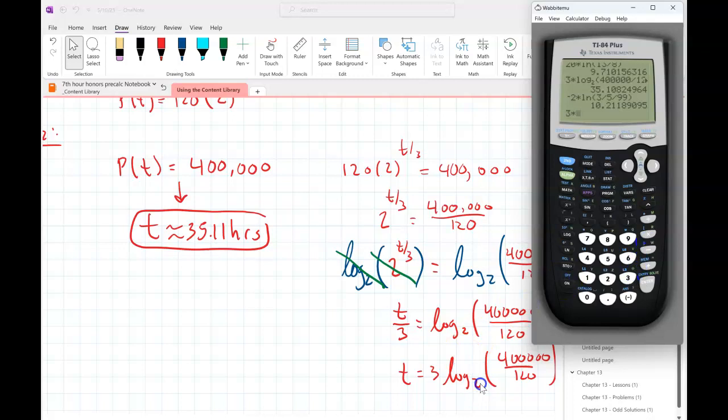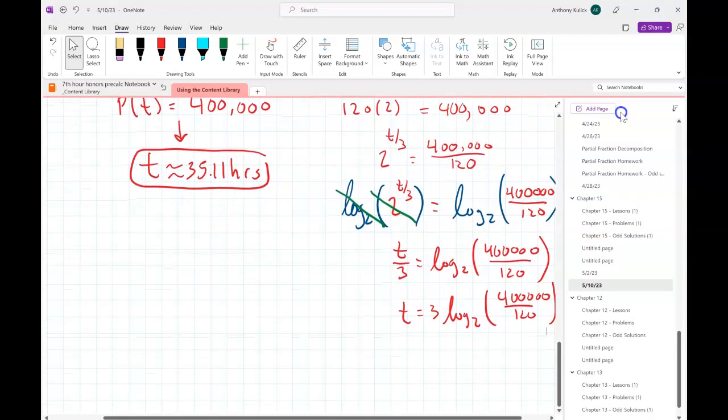And then to do log with a different base, I can press the math button and then scroll down to the very bottom till I find that log base command. And that lets me write in any base that I want. So in this case, we're writing in 2. Then we'll type in our 400,000 over 120, press enter, and we get that same 35.11 number that we saw before.